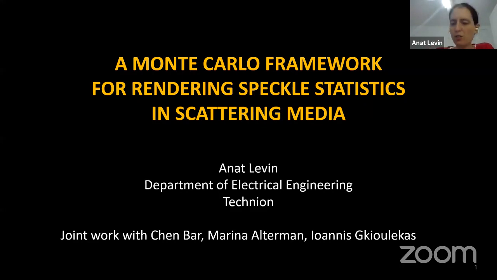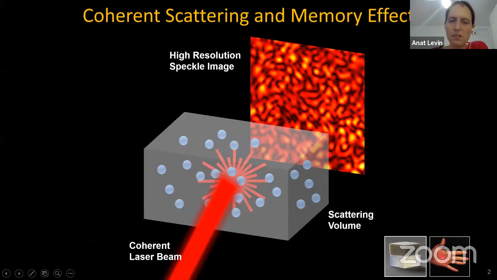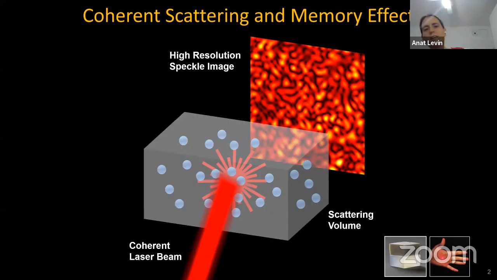Okay, so I'll talk today about rendering speckles and their statistics. Let's start with what speckles are. When you shine a laser through a scattering volume, like a piece of soap or a tissue, you get at the other end a bunch of speckles, like some random noise pattern.